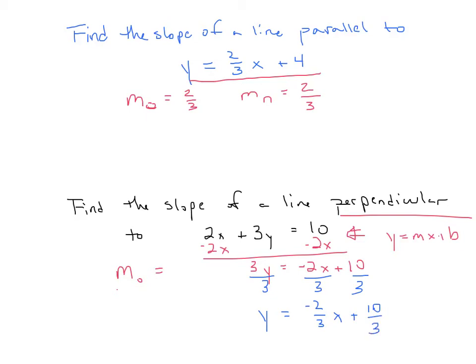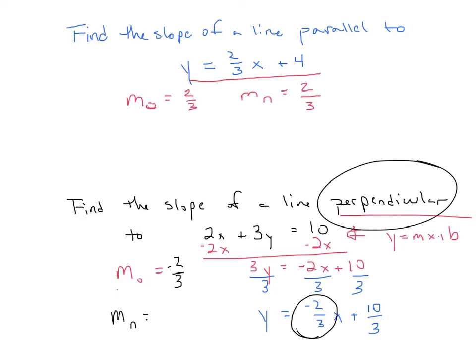What is our slope of the old line? Negative 2/3. Okay, so now because we want to find something perpendicular, the slope of the new line is going to be its opposite reciprocal. So this is negative, we're going to have a positive. We're going to flip it, positive 3/2. This slope would be the slope of the line that's perpendicular to this other one.